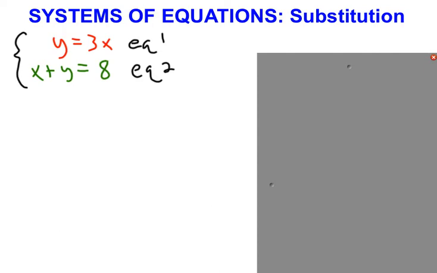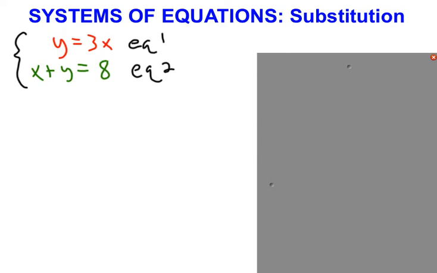Now you could graph these and solve for sure. See, this is slope-intercept form, y equals 3x plus b, b is 0. This would be at the origin, slope of 3. And you could also graph this equation, and find where they intersect. And what is the solution to a system of equations? A coordinate, right? A coordinate, x, y values. That's what we'll be looking for.